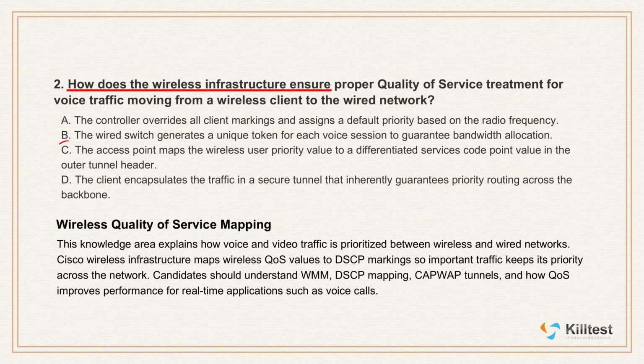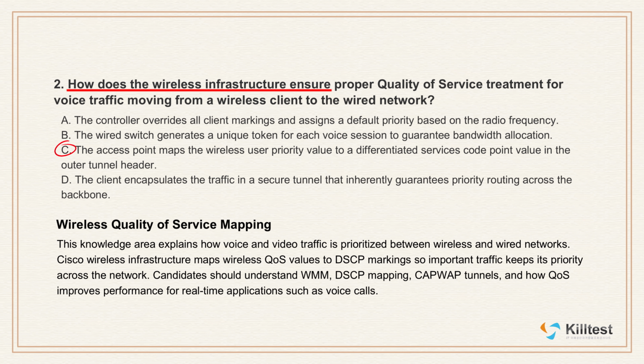The access point actually translates that wireless priority into a DSCP value. A DSCP value? Yeah, differentiated services code point. It stamps that value on the outside of the CAPWAP tunnel header. That way, the wired switches see it and prioritize the latency-sensitive voice traffic.